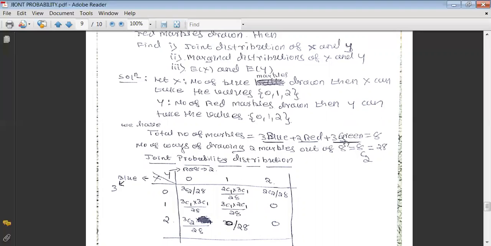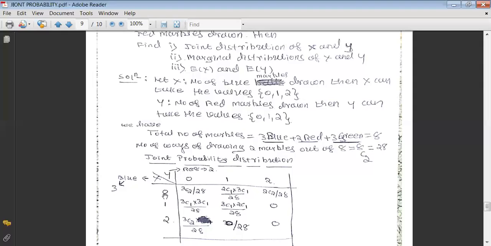Out of 3, any 2 can be drawn in 3C2 ways. Therefore, 3C2 is the favorable, and we already know the total as 28. Next one, x is 0, meaning no blue and 1 red. Out of 2, 1 red can be drawn in 2C1 ways. At the same time, when there is no blue, there must be 1 green. Out of 3, we have to draw 1, which can be drawn in 3C1 ways.